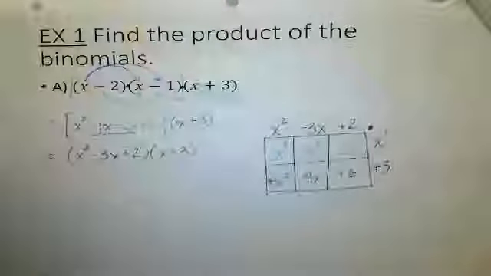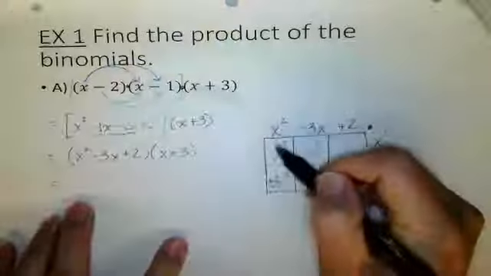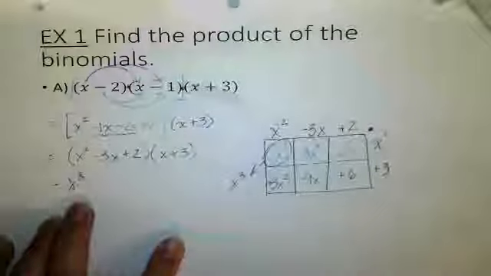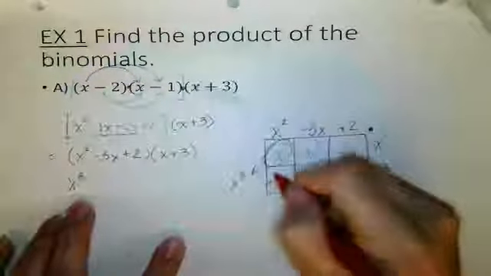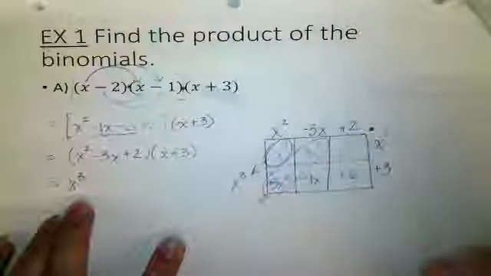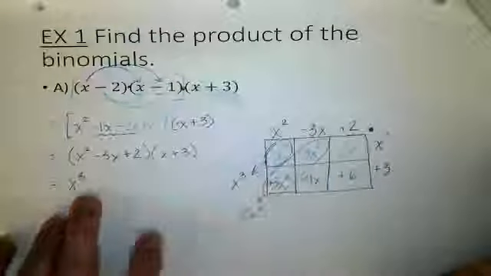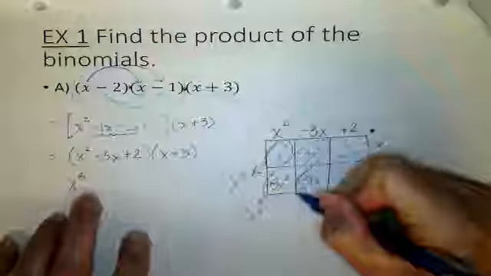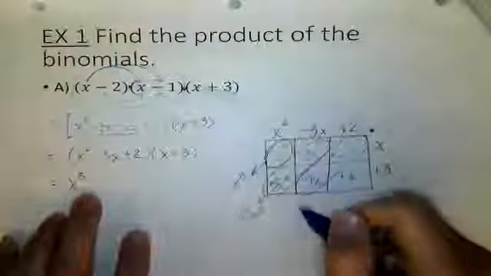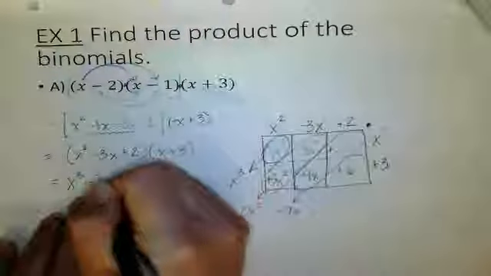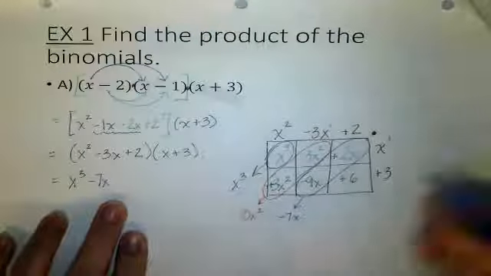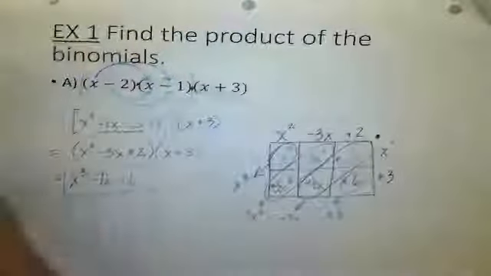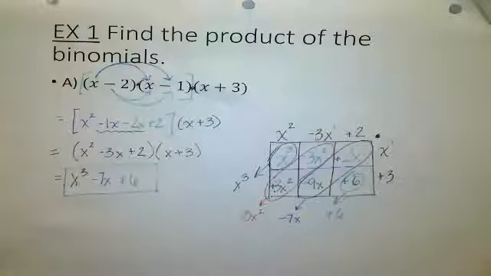And then we just need to combine like terms to get our result. So here I have an x cubed. There's no other like terms. So that's one part. Positive 3x squared and negative 3x squared is 0x squared. Do I need to write that? No, I don't need to write 0. I have negative 9x and a positive 2x, which gives me negative 7x. I want to write that one, negative 7x. And then last but not least, we have a plus 6. And there is our product, the final product: x cubed minus 7x plus 6.